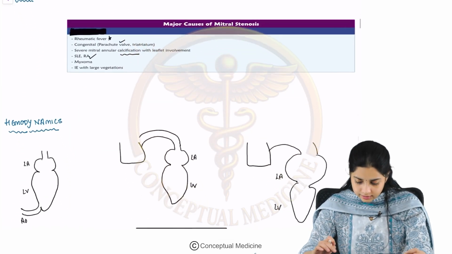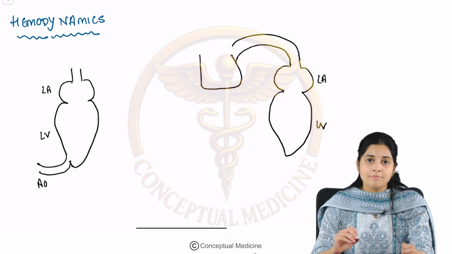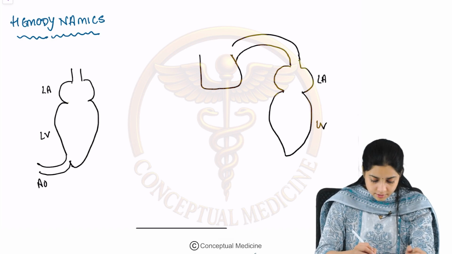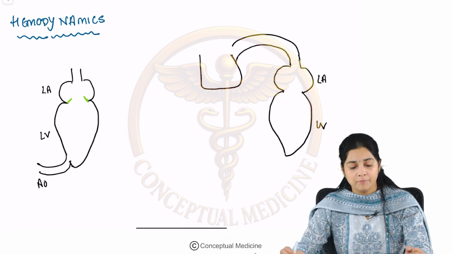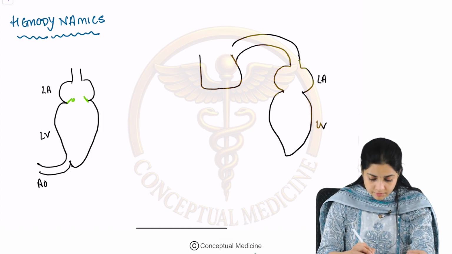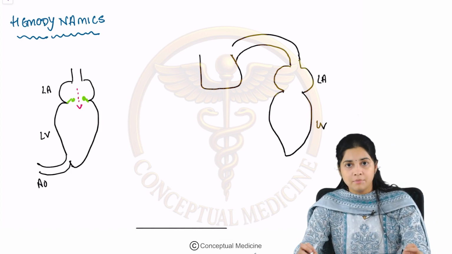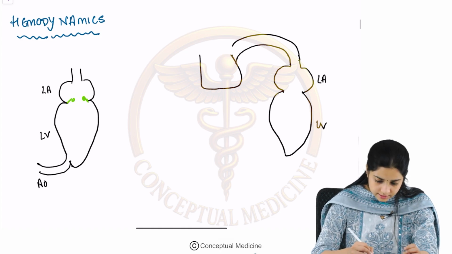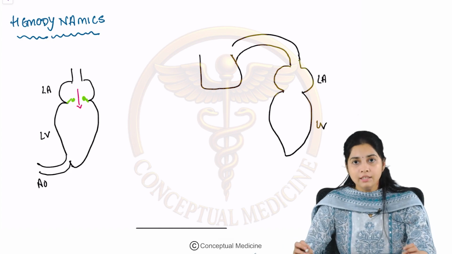Now let us look at the hemodynamics of mitral stenosis. This is a line diagram which shows the LA, the LV as well as the aorta, and between the LA and the LV is your mitral valve. What happens initially when there is stenosis between the LA and the LV? The blood cannot freely pass from the LA to the LV. Whenever there is a stenosis, there is an impediment to the flow of blood from the LA to the LV.